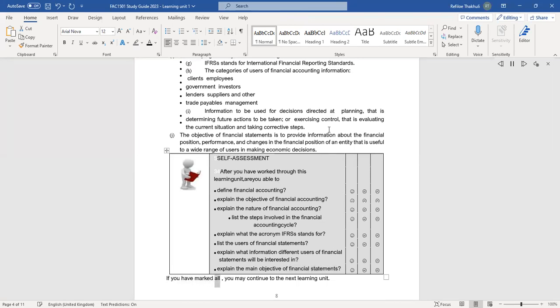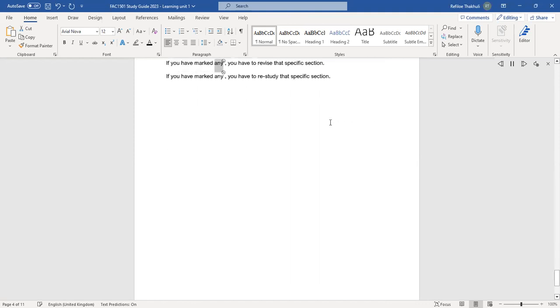If you have marked all, you may continue to the next learning unit. If you have marked any, you have to revise that specific section.